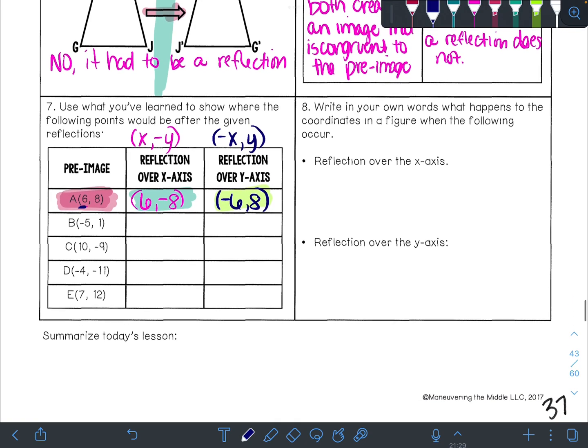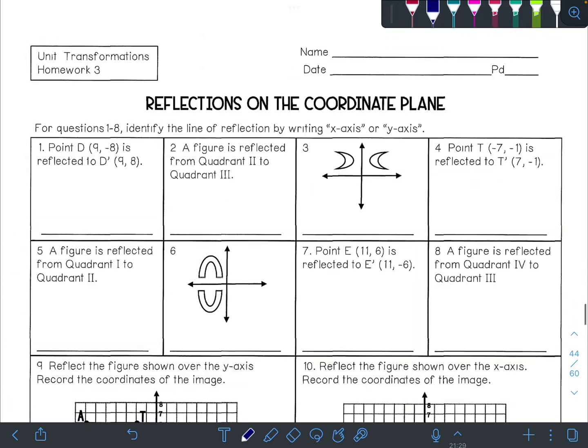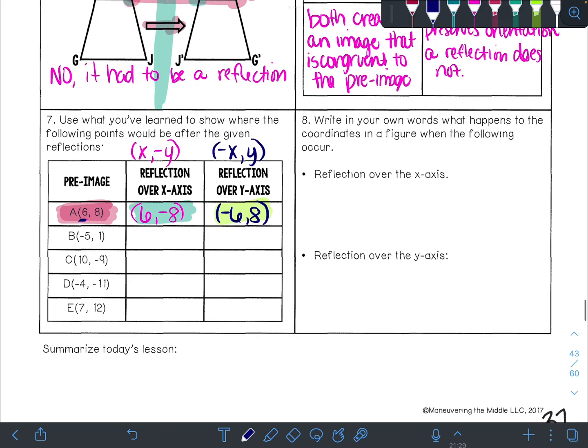So what you should do is finish up practicing these next problems. If you finish that, then you can practice on IXL.